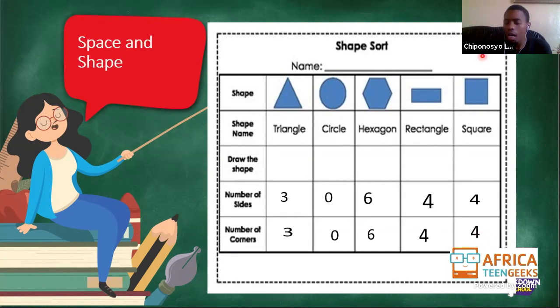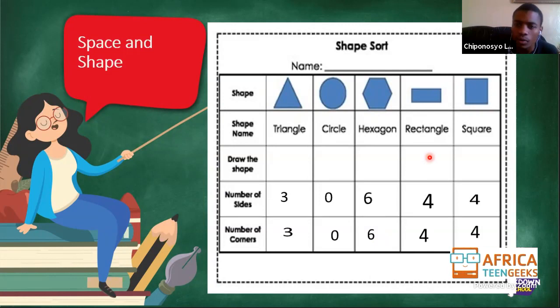I'll give you guys 1 minute just to quickly write this down because I want us to do one more exercise, then we go to the homework. If you have it wrong, it's fine. Just write triangle, number of sides 3, number of corners 3. Circle, number of sides 0, number of corners 0. Hexagon, number of sides 6, number of corners 6.